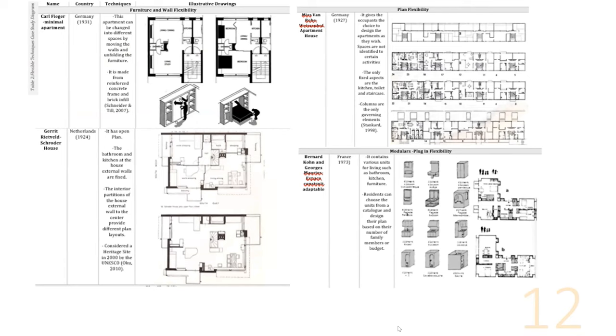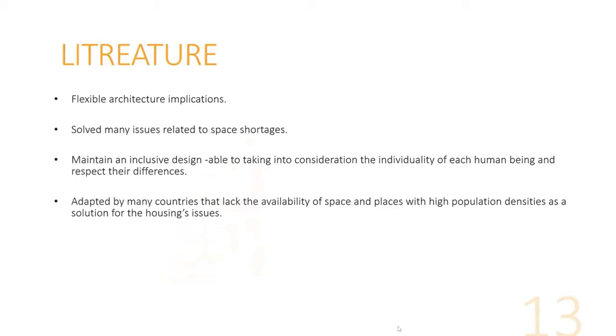It also allows the family to modify their space based on the number of occupants, and it allows flexible future extensions of space. The literature also covers the implications of flexible architecture and how it solved many issues related to space shortages. It also maintains inclusive design, and it has been adopted by many countries that lack available space and have high population densities, as a solution for housing issues.